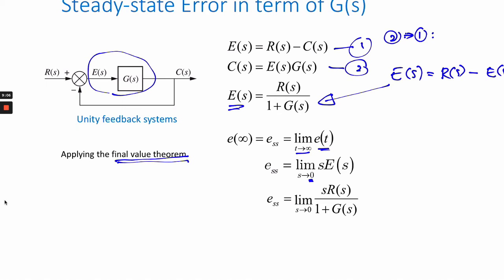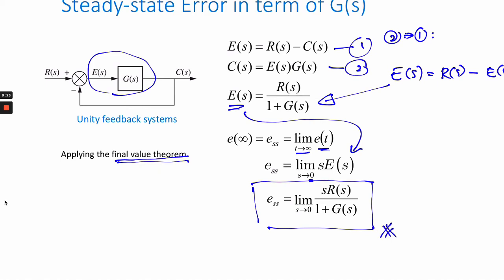So we convert the ess into the equation. What we have is this term. So e_ss equals limit s approaching 0 of sR(s) over 1 plus G(s). So we will use this equation of steady state error in our next discussion on the different types of inputs. This is the input, okay? So we have step, we have ramp, and we have parabolic input.